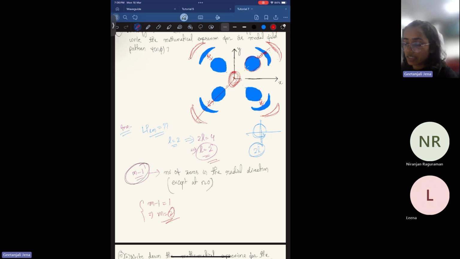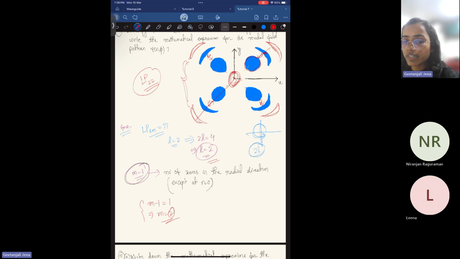Yes, m will be 3 in that case. Okay, so for these modes, for the given fiber and given profile, we have LP, where L is 2 and M is 2, LP 2,2. So Lena, do you have any questions?